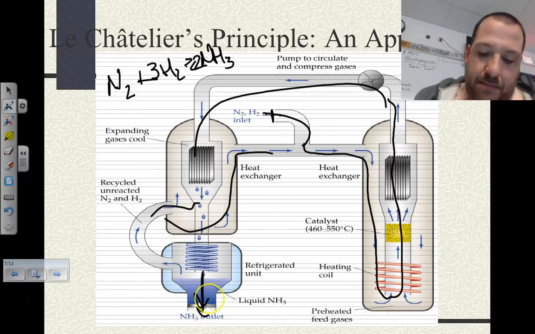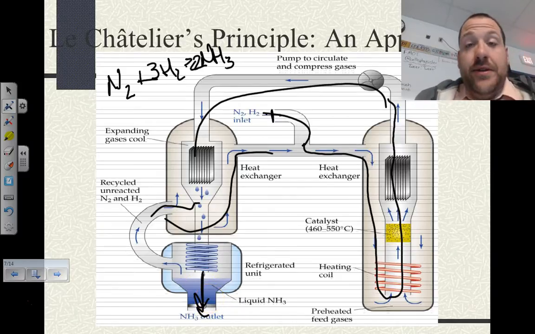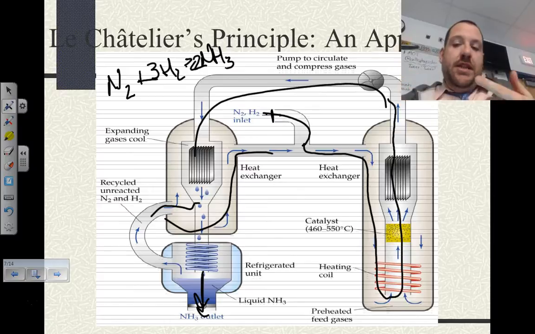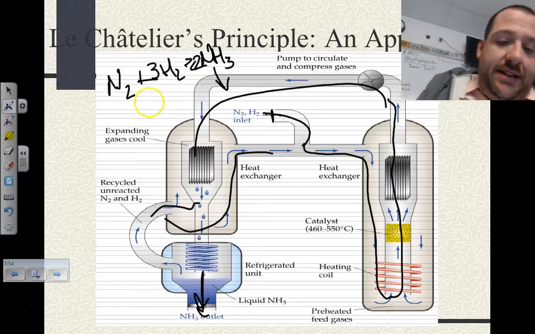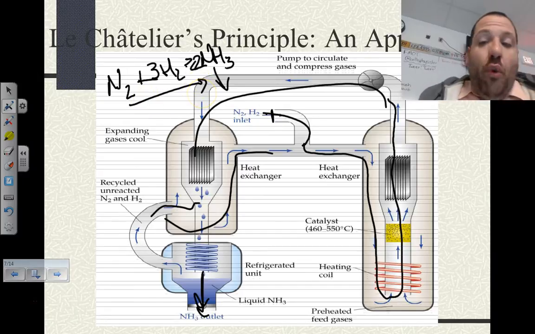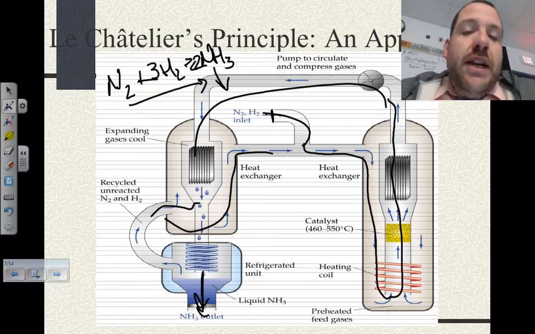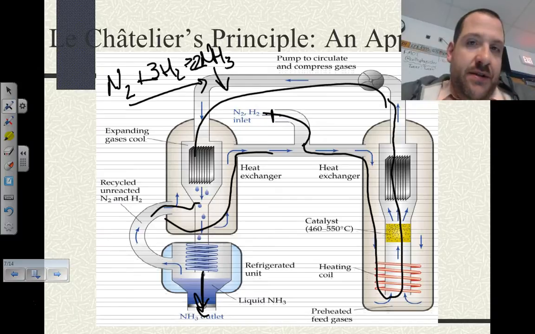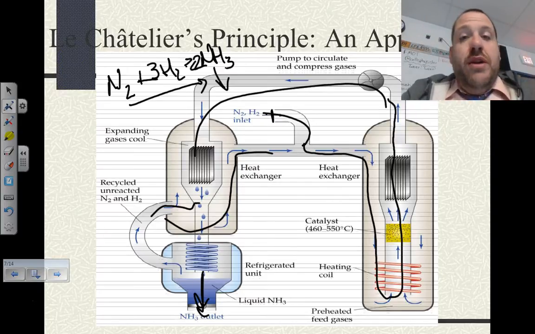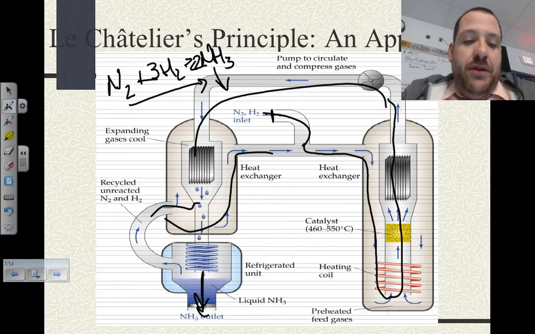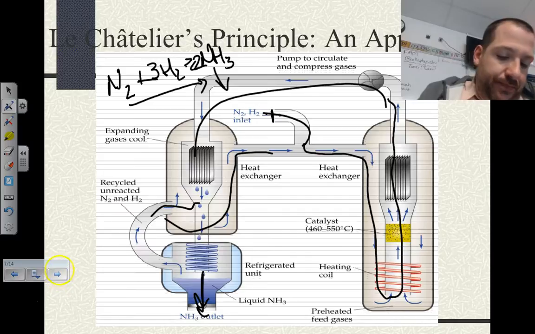But what happens by removing the NH3? When we remove it, now there is a deficit stress, and the reaction will shift toward the products. So what we're doing is forcing the reaction to make more products. The equilibrium is going to continue to shift towards the NH3, towards the products there. And so this is kind of a real-life example of how Le Chatelier's principle is used.